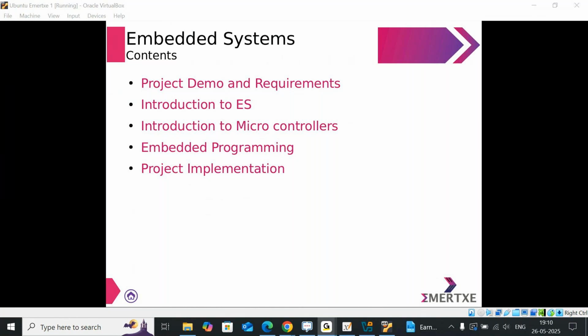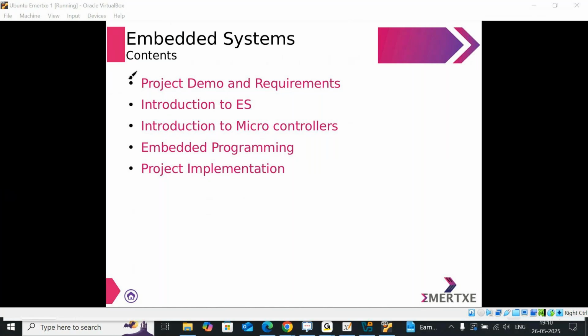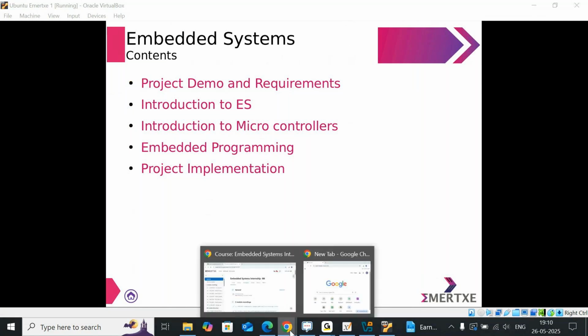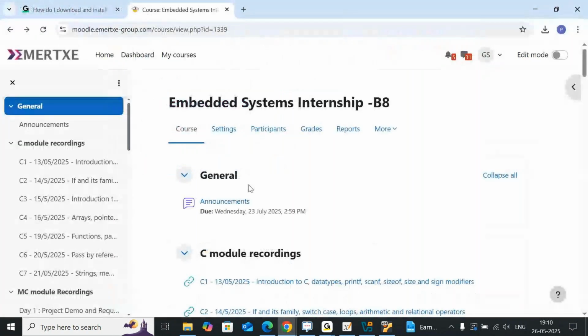So already we have started with the introduction to embedded system. We have completed the first topic, that is project demo and requirements. We can now move on to introduction to embedded system. Announcements are there under General. You will be able to see announcements here.